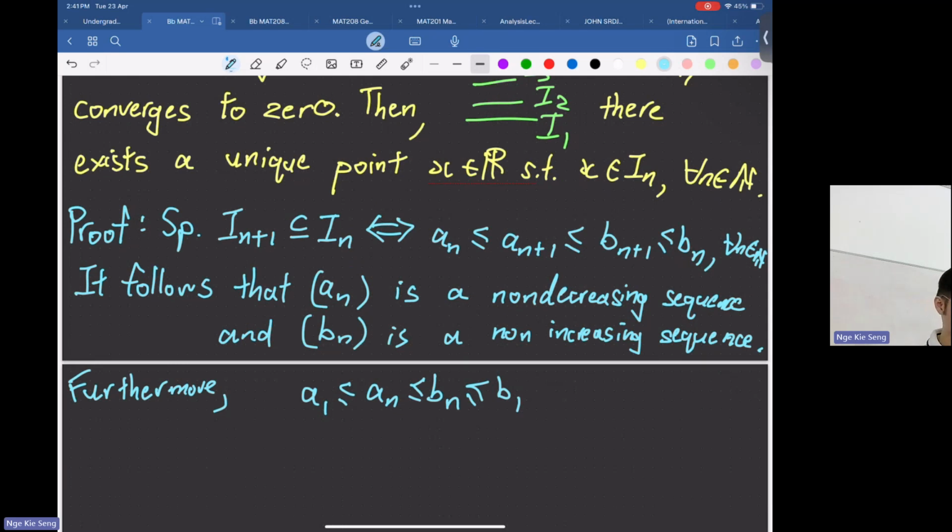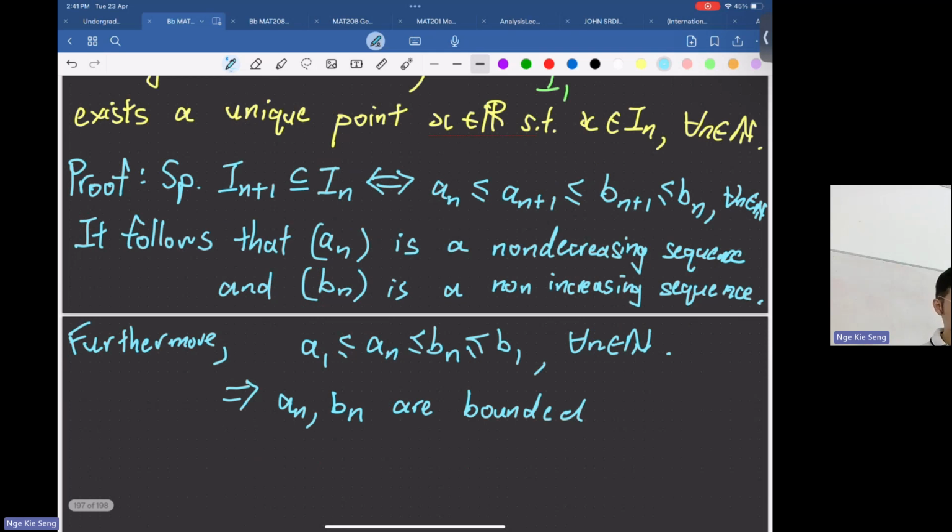So what do I want to say here? Furthermore, this is true for all n, which implies that an and bn are bounded. Right? Okay, so they are bounded, they are monotone. So meaning what? Therefore, by the monotone convergence theorem, they converge.